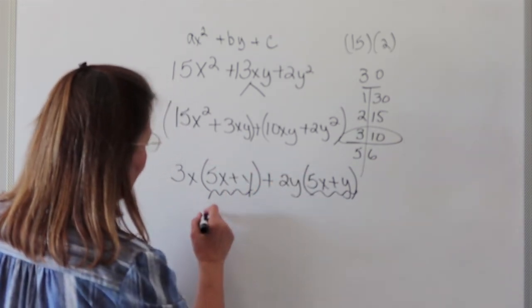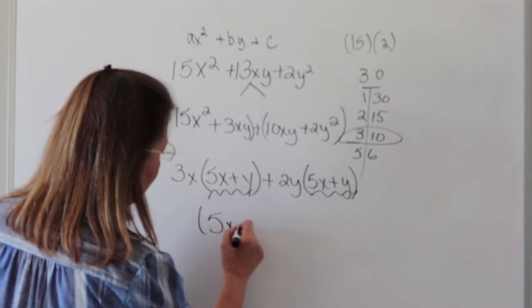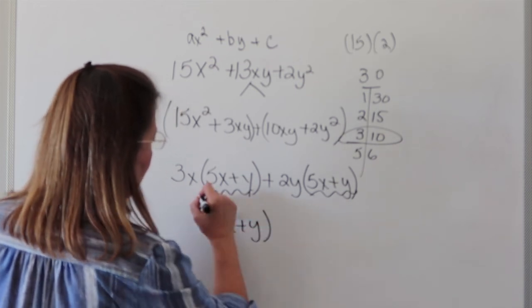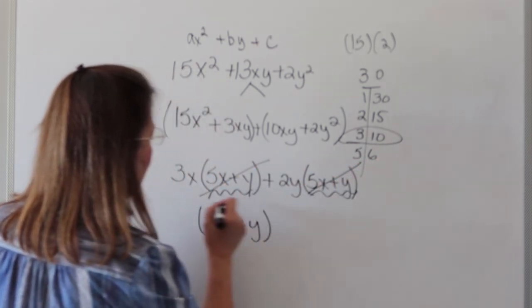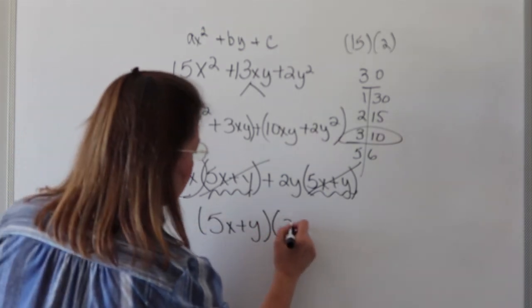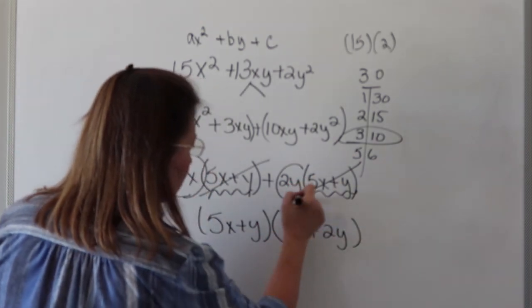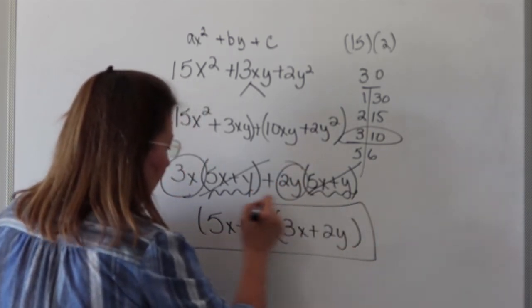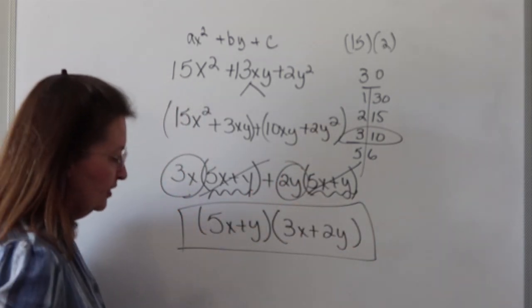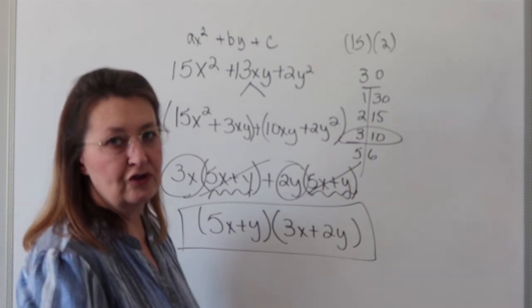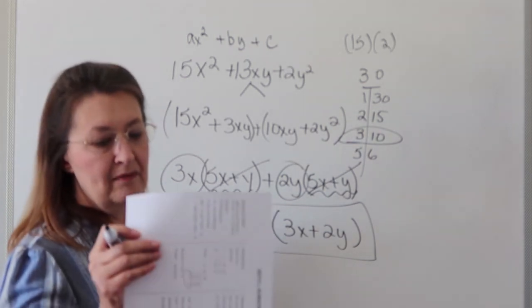So this becomes my first factor, 5x plus y. Now I've used it from here and here. And what's left is 3x plus 2y. And that, my friends, is factoring a trinomial with the AC method.